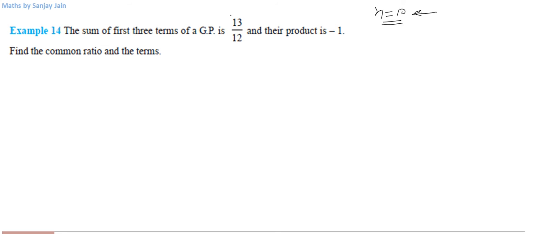The sum of first 3 terms of a GP is 13 by 12. So whenever we have to take odd number of terms in a GP, we take those terms like this. We write a first, then multiply a with common ratio and write next term, and then divide a with common ratio and write the preceding term. So I had to select only 3 terms. I will select these 3 as my first three terms of this GP.